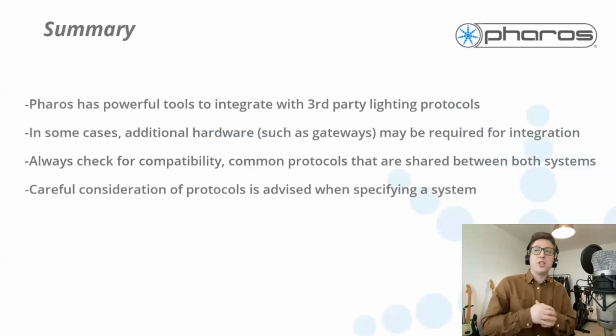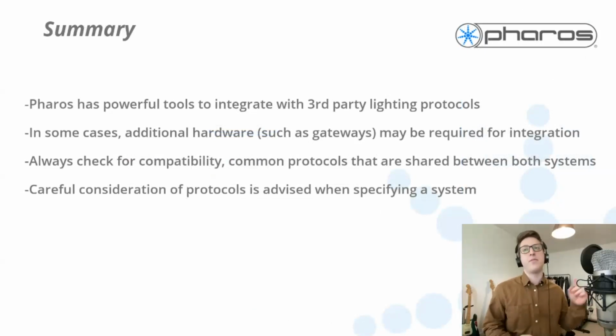So finally, I just want to finish off with a summary of everything that we've looked at. Pharos has some really powerful tools to integrate with third-party lighting protocols. Hopefully I've done enough to demonstrate that today. We have IO modules or existing protocols. Of course, we have other protocols such as DMX, TCP, UDP that potentially could be used with other systems as well. But in most cases where we're working with third-party protocols, where they're using something like Zigbee or a Bluetooth mesh style network, you'll need a gateway to act as a go-between between Pharos and the wider system. You should always check for compatibility first before installing something. I know that goes without saying, but it's definitely advised.